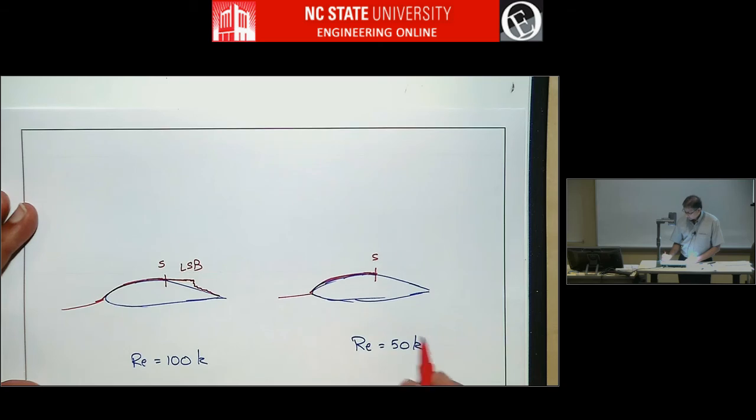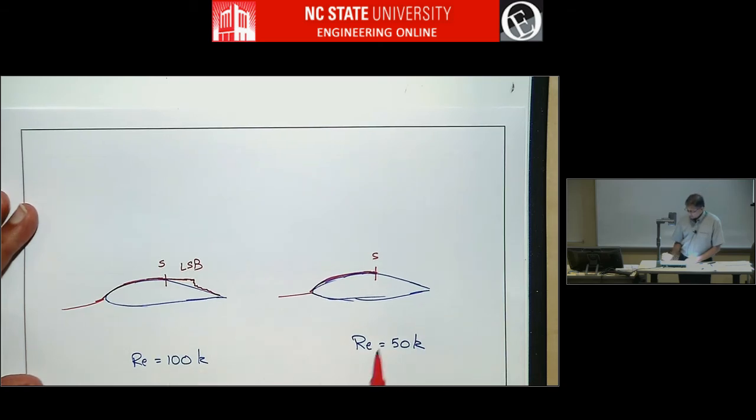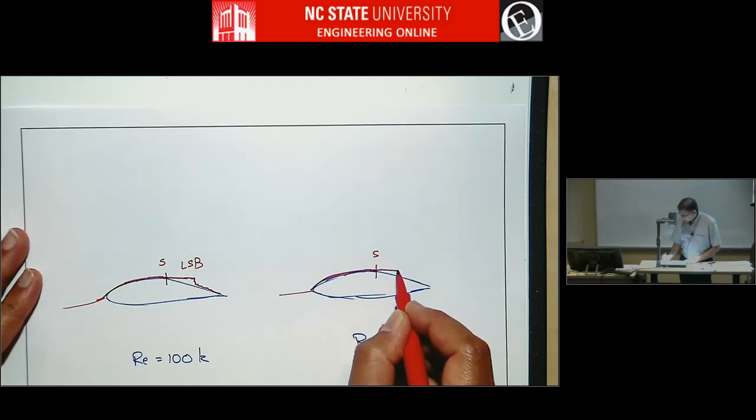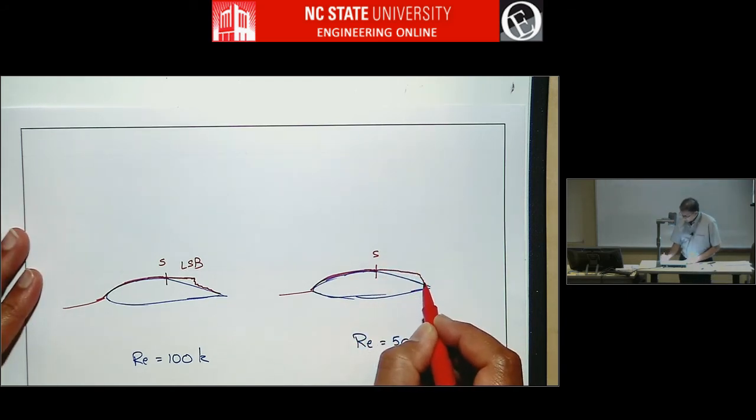And now because it's a lower Reynolds number, even the separated shear layer, the laminar shear layer, even that has a problem becoming turbulent. Things are very stable. It wants to stay laminar even after separation. So you'll probably get a bigger bubble, and maybe it'll be like this.